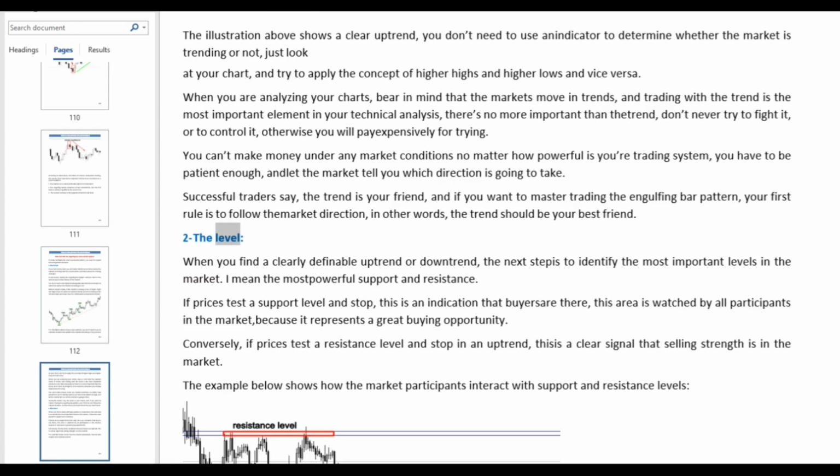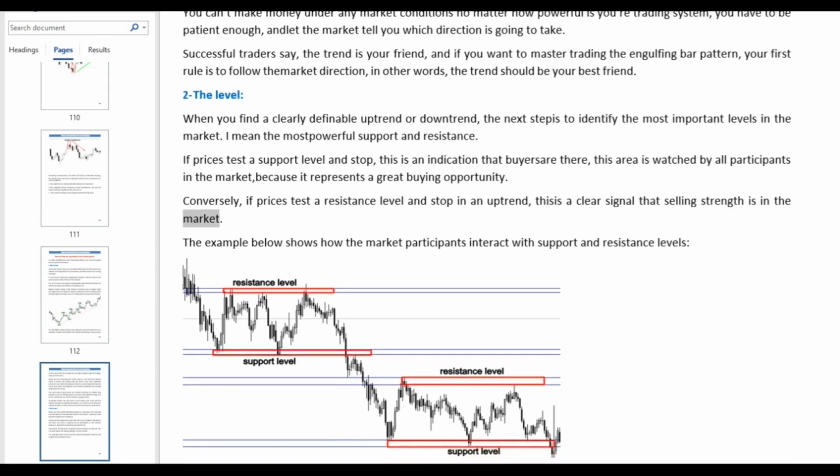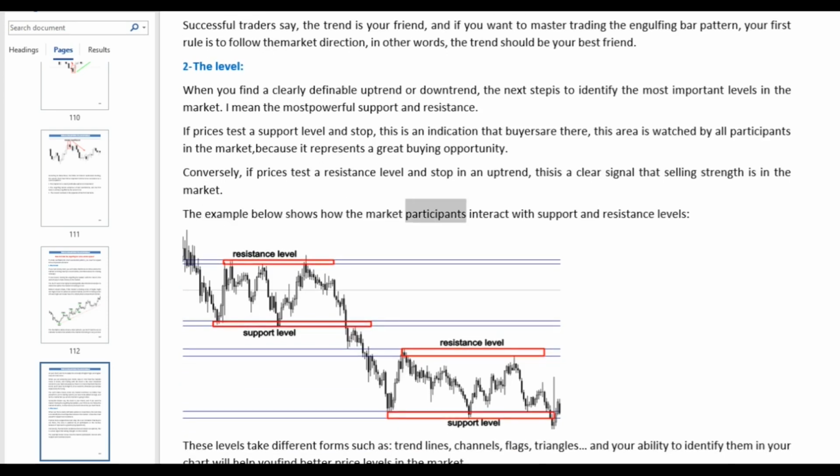The level. When you find a clearly definable uptrend or downtrend, the next step is to identify the most important levels in the market. I mean the most powerful support and resistance. If prices test a support level and stop, this is an indication that buyers are there. This area is watched by all participants in the market, because it represents a great buying opportunity. Conversely, if prices test a resistance level and stop in an uptrend, this is a clear signal that selling strength is in the market. The example below shows how the market participants interact with support and resistance levels.